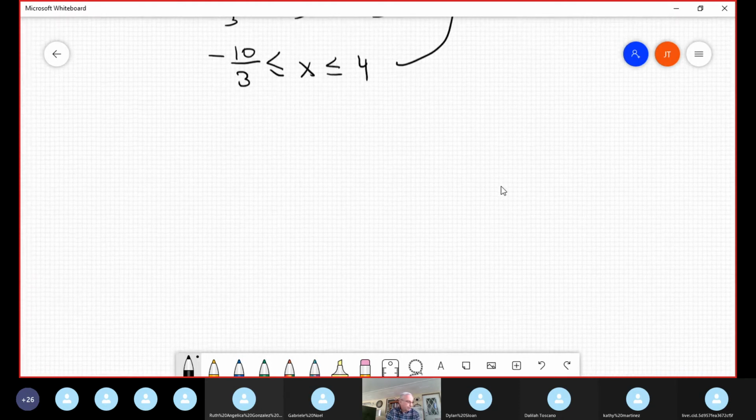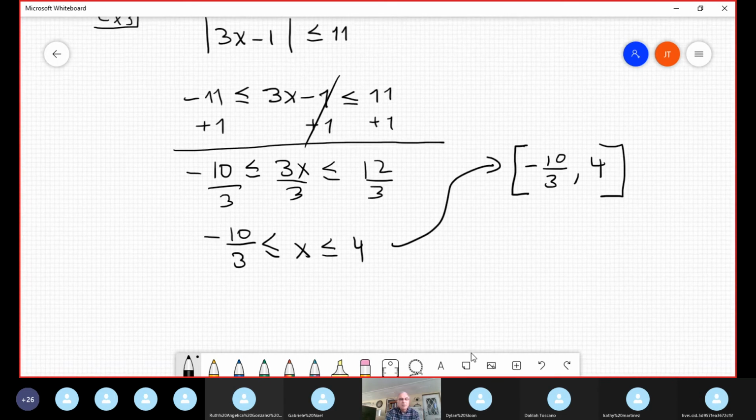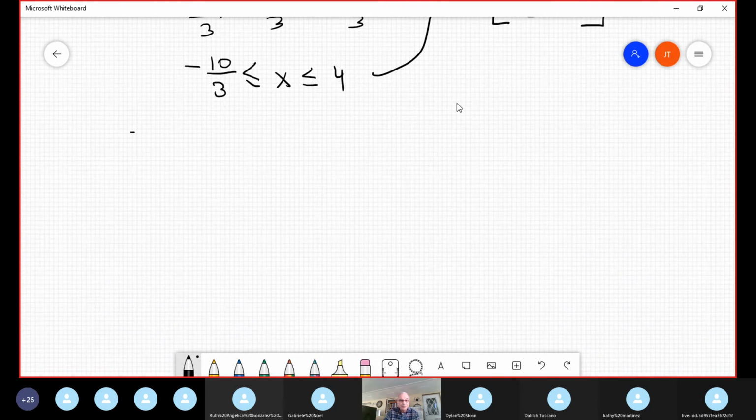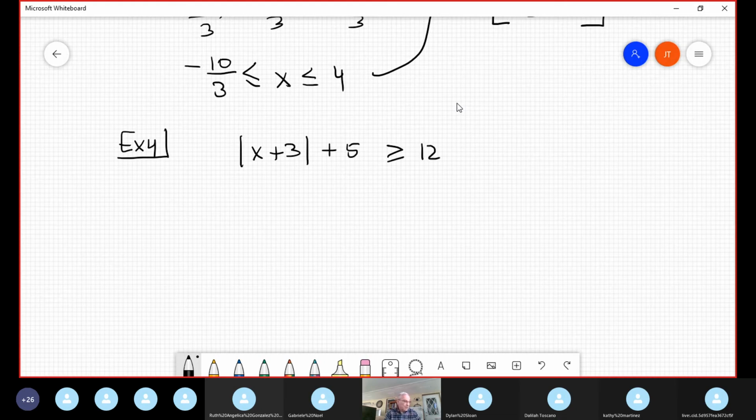Okay? Example 4, no? That was 3. Yeah, 4. Example 4 is the absolute value of x plus 3, plus 5, greater than or equal to. Now greater than. So when it's greater than, is it one piece or two pieces?